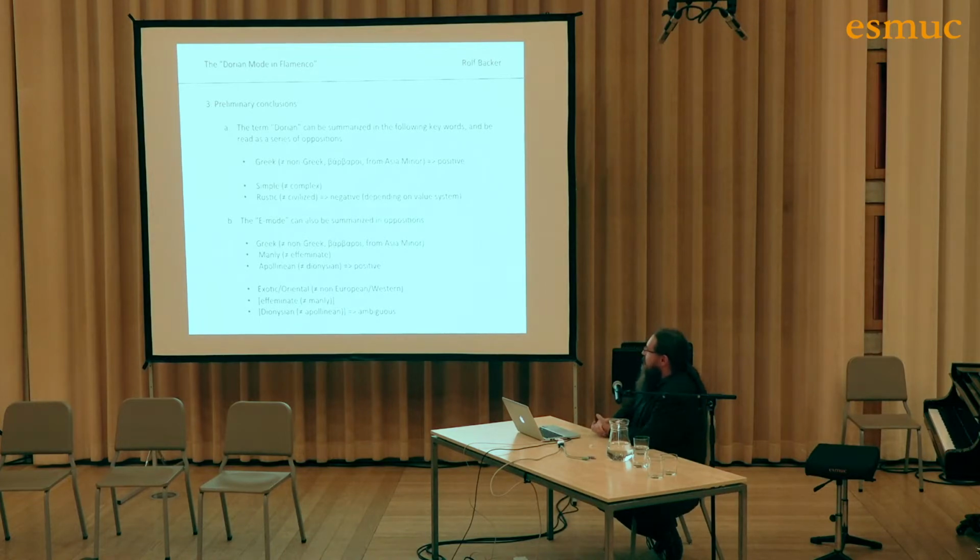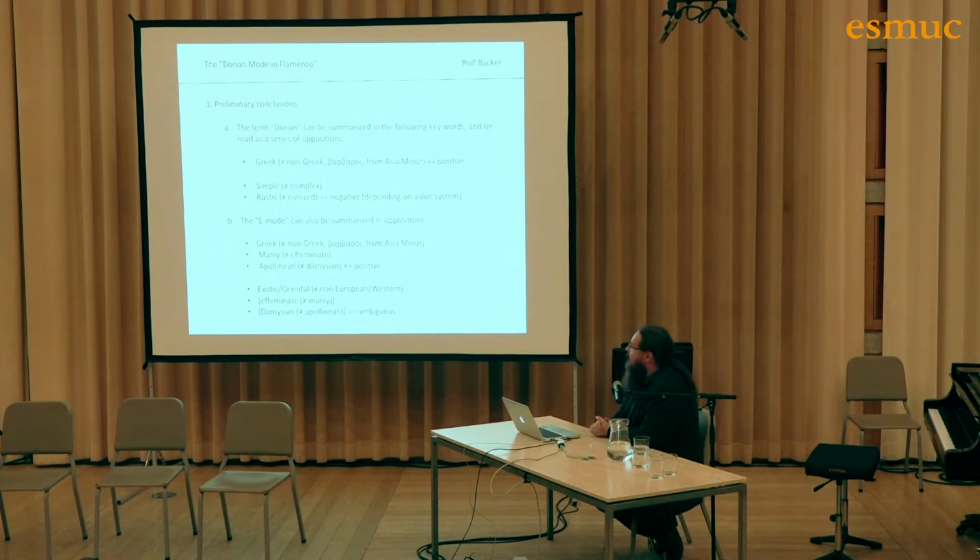Then the mode can also be summarized in a position. So according to antiquity, Dorian is what's seen as Greek. This means opposed to non-Greek, to barbaroi from Asia Minor, the same as we've seen before, as manly, as opposed to effeminate, and as Apollonian, as opposed to Dionysian. How's this pronounced? Clive? Dionysian, thank you. It's Apollonian as well.